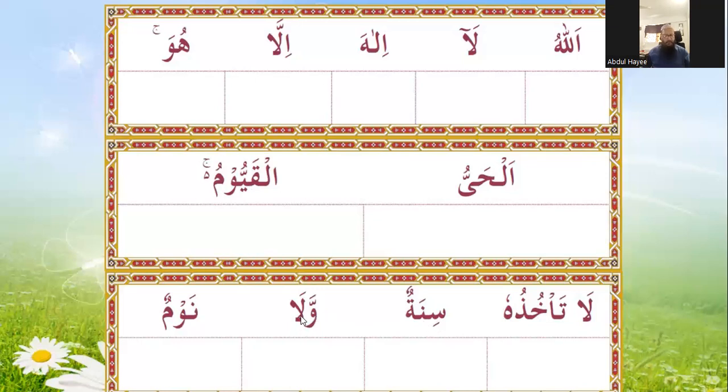Wala: wa, we know the meaning of wa, and we know la. Nawm, we know the meaning of nawm. We have studied this word. Where did we study this word nawm in our course?